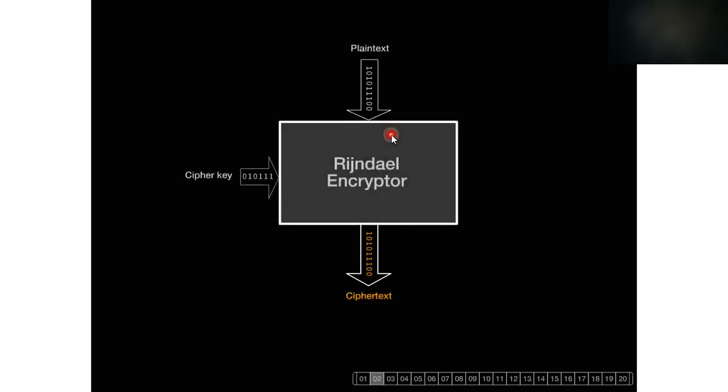Generally, an encryption algorithm consists of five components: plain text, ciphertext, key, and then one encryptor as well as a decryptor. So there are fundamentally five components of any encryption algorithm.